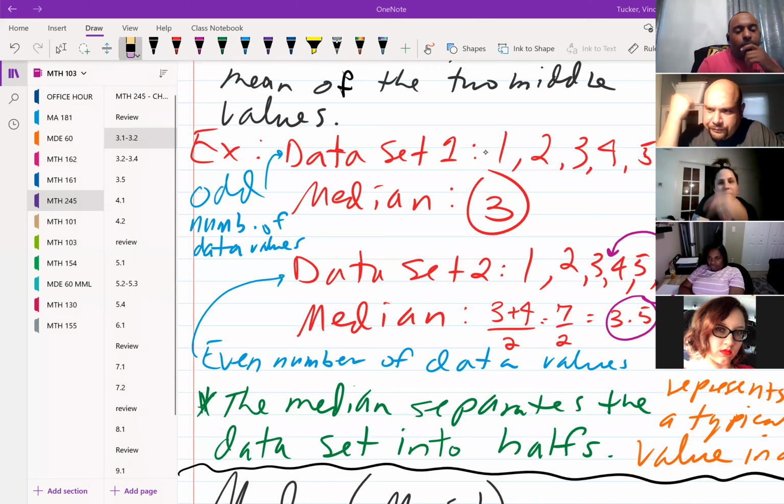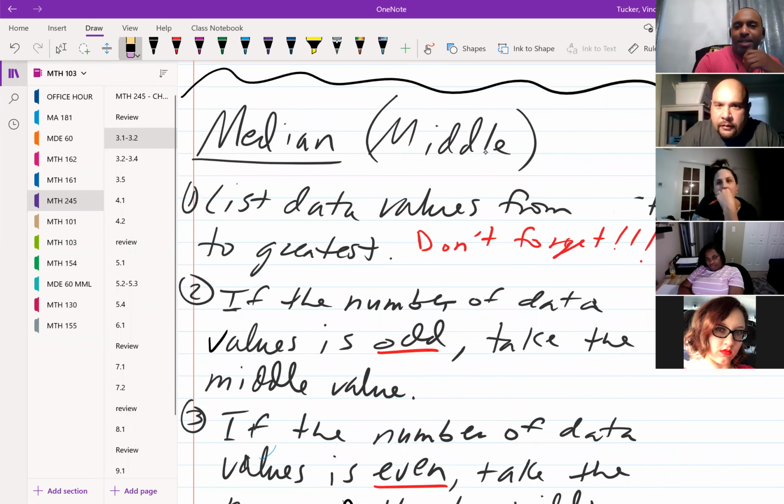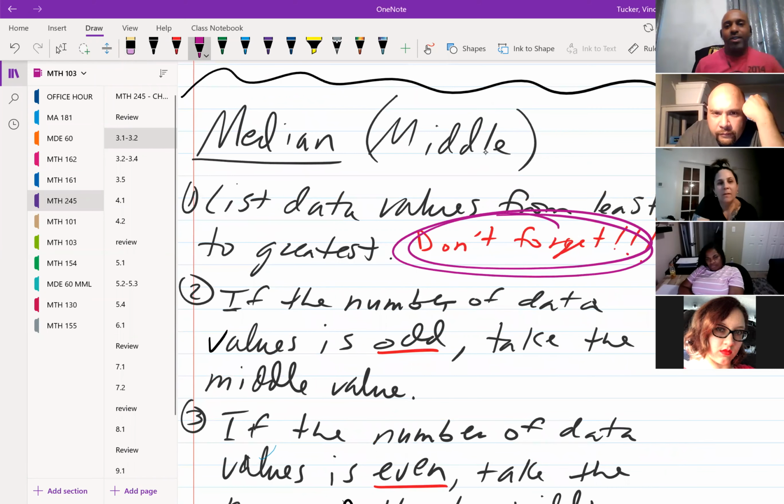I have a question. Mr. Corey, say the numbers are all jumbled up. Do you have to organize them chronologically and then figure it out? Yes, sir. That's that step I said. Don't forget, list all your data values from least to greatest, and then you go from there.